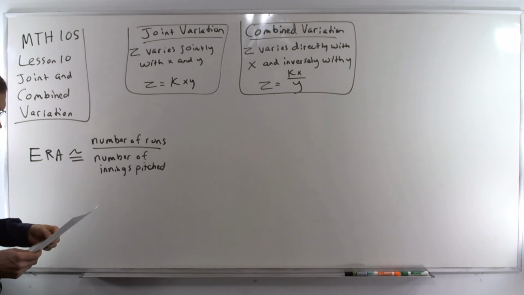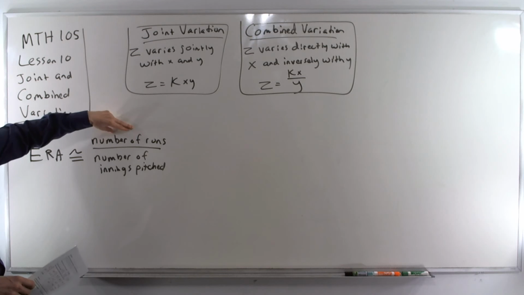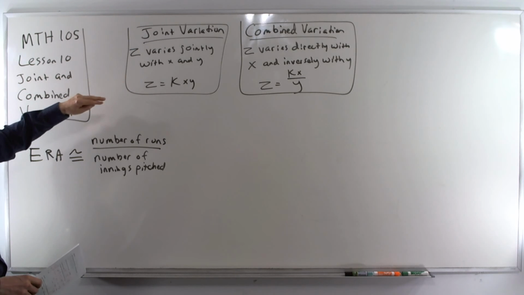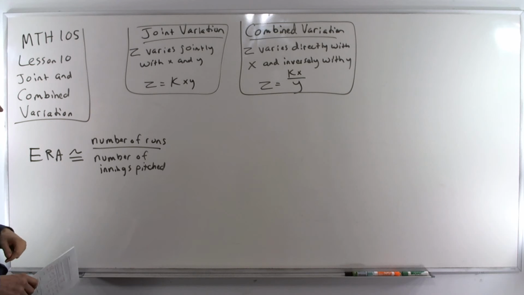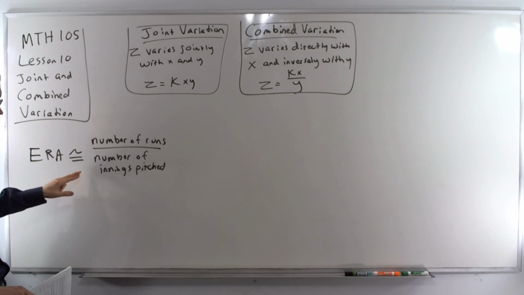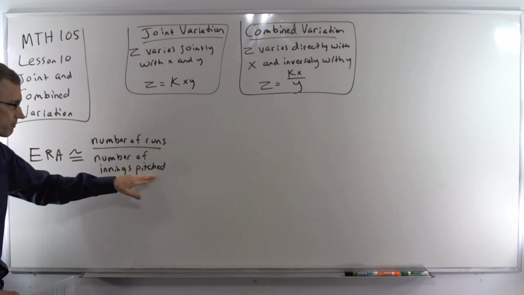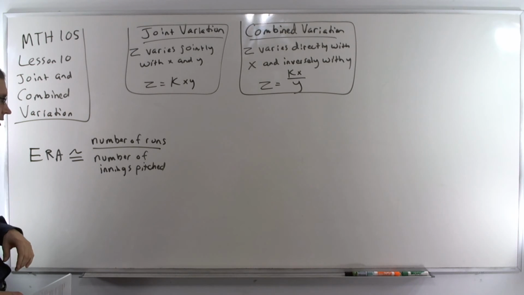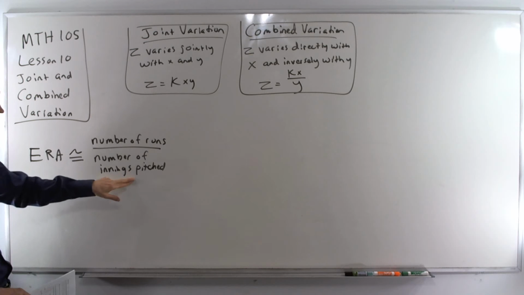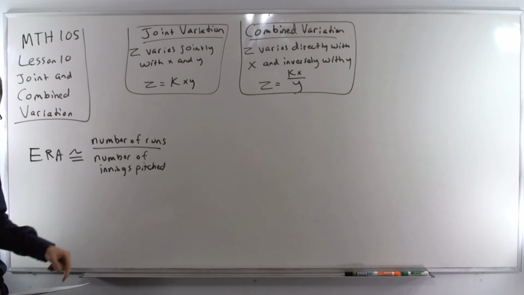Now for the second part, we're going to assume that the number of runs is constant. Let's say that the opposing team scored 10 runs against this pitcher. Now what happens to the ERA when the number of innings pitched increases? And then what happens to the ERA as the number of innings pitched decreases?